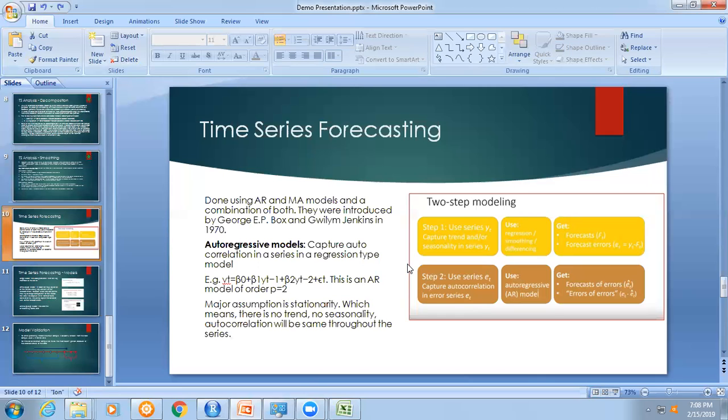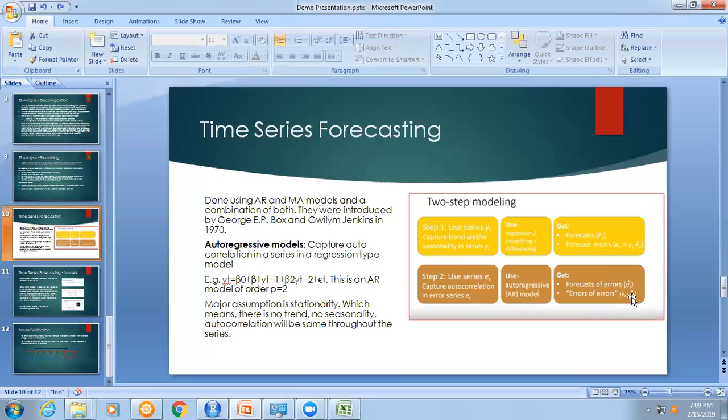Once that is done, we have the residuals left, which have autocorrelation in them. When we have autocorrelation on the residuals that are left out, we try to come up with an autoregressive model. We try to come up with a way in which these residual errors are influencing the error that is being forecasted. So the forecast of errors is what we get in step 2. When we put step 1 and step 2 together, we get the error of errors, which is ET minus ET hat. We already got the forecast errors from step 1, and we got the forecast of the forecast errors from step 2.